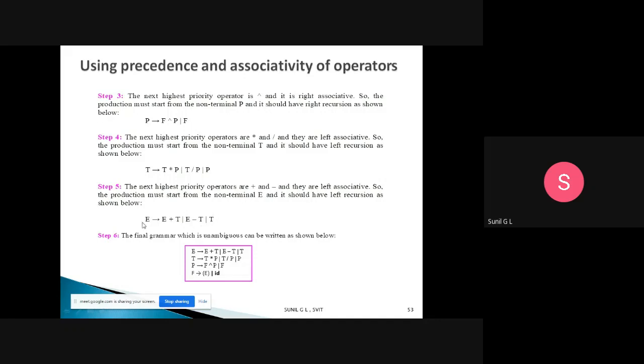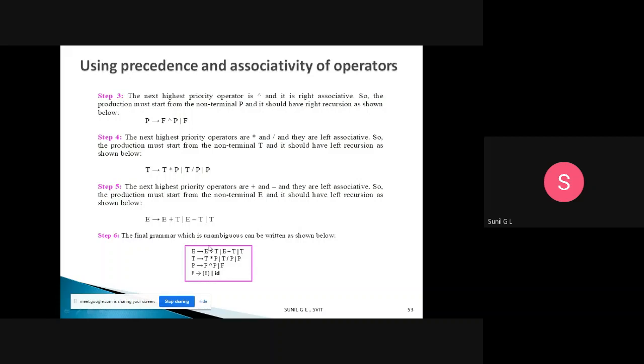Okay, so we have derived the production for plus and minus. Now the final grammar, which is unambiguous, can be written as: E tends to E plus T or E minus T or T. Then T will be T star P, or T slash P, or P. And P tends to F square P or F. This F tends to E or ID. Okay, so this is the unambiguous grammar.